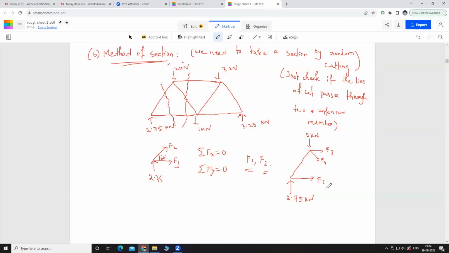Now for this one, you need to apply summation of Fx equal to 0 and summation of Fy equal to 0.